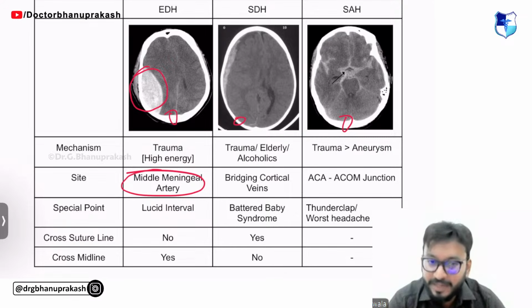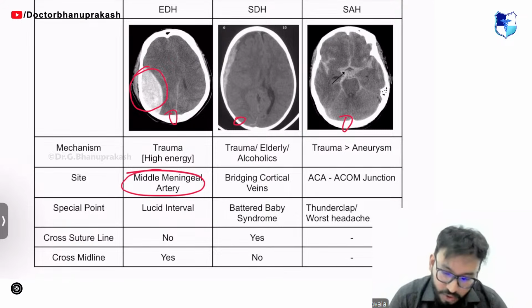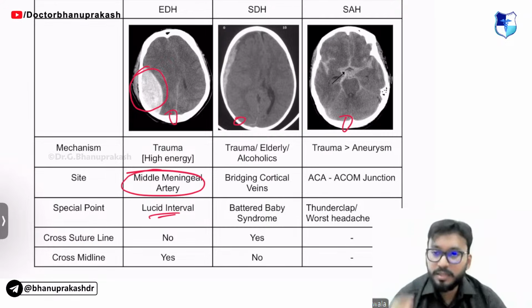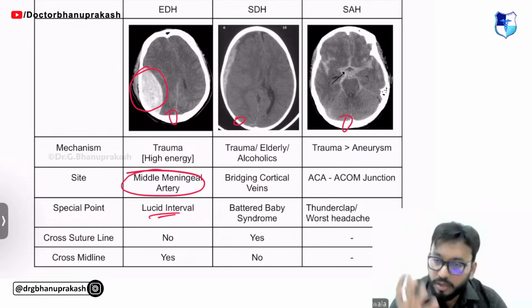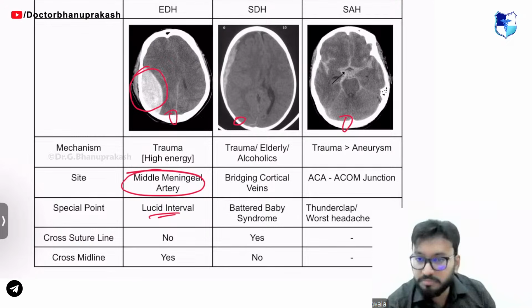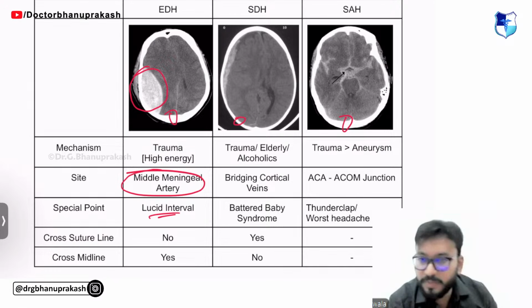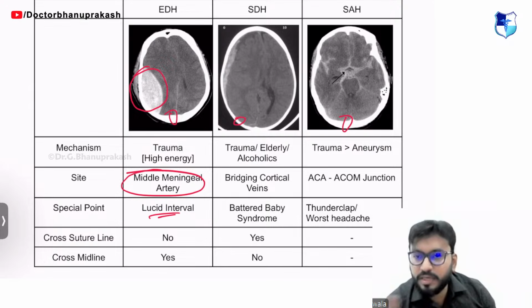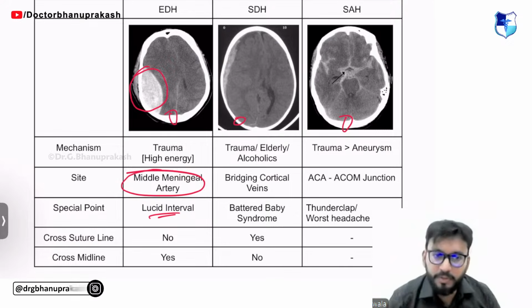I hope you're paying attention. Right, so a special point is the lucid interval, meaning the patient is drowsy or altered for say 5 to 10 minutes, and then the patient is back, he's conscious, he's talking for a few minutes, and then again he goes back into the drowsy or altered state. This is known as the lucid interval, a very characteristic feature of extradural hematoma.